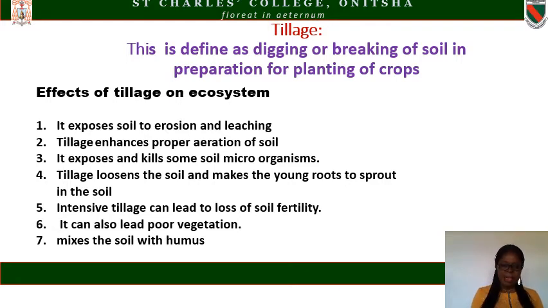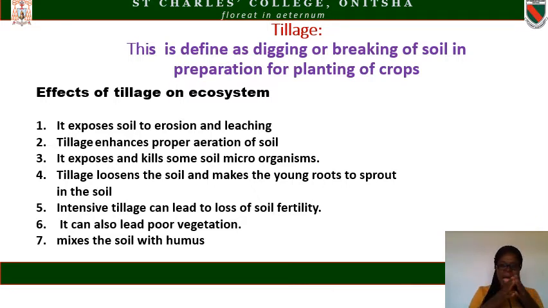Now let us look at the effects. When you till the ground, it loosens the soil so that the young roots will find it easy to sprout and grow. And when you are tilling, you are mixing the soil with the humus. Also, when you are tilling the soil, you are incorporating air into the soil. By doing it, when you bring it up, the air will enter. So it increases the air content of the soil.